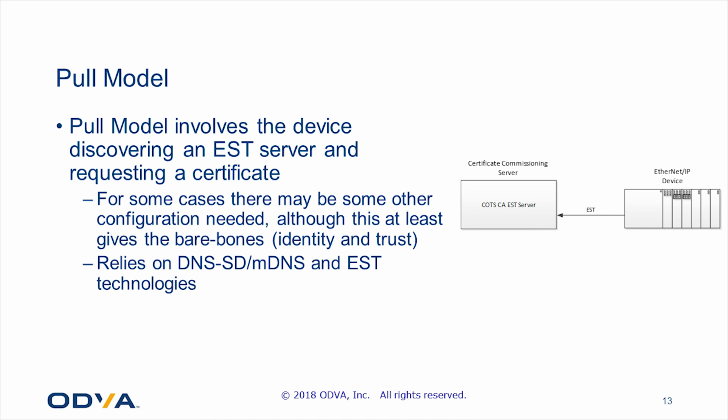So basically what the device will do is once it has an IP address and it's on the network, it will use DNSSD, that's DNS Service Discovery, using multicast DNS in order to try and discover where an EST server is. So EST is Enrollment over Secure Transport. It's an IETF standard. And that is basically a way that a device, or really anything, can request a certificate. So the device will discover the EST server and then use EST in order to request a certificate to be provisioned to itself.